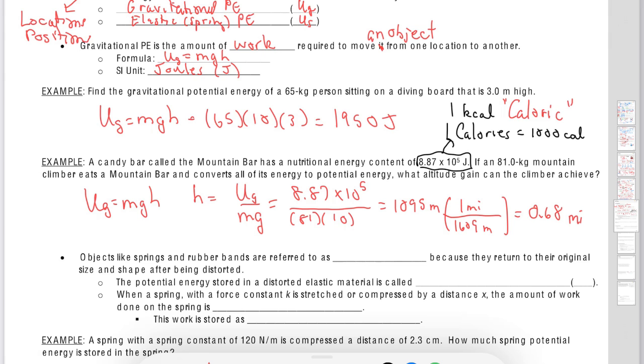One candy bar is 8.87 times 10 to the fifth joules, and so forth.